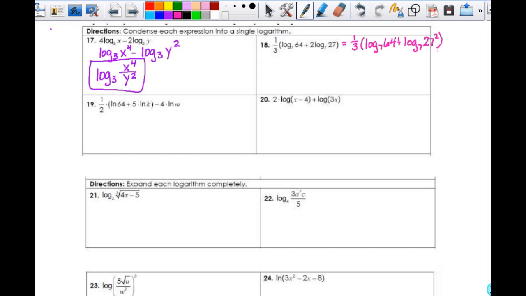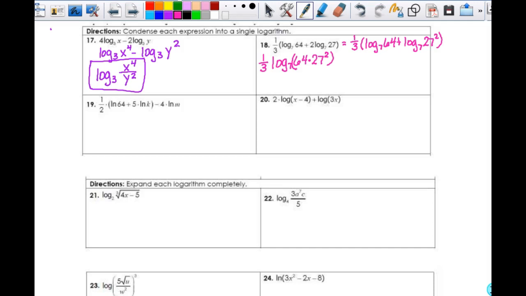Before you start just multiplying things, I'm going to leave things as they are for right now as I condense them. I have two logs with the same base that I'm adding, which means I can have a single log where I multiply the arguments. So 1/3 times log base 7 of 64 times 27 squared. I'm going to leave it just like that for right now.